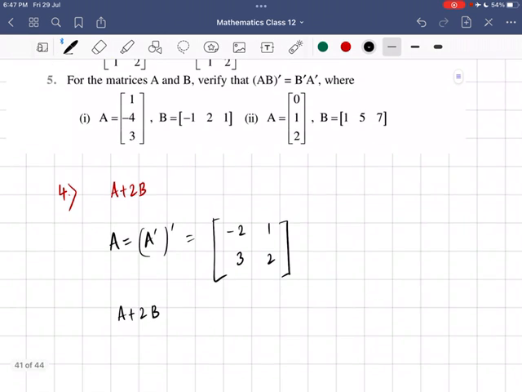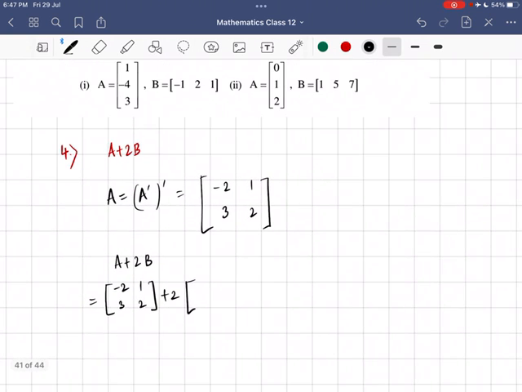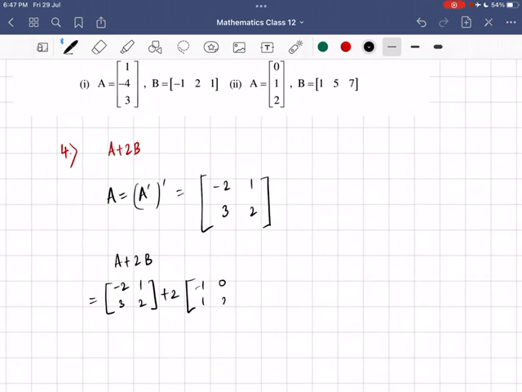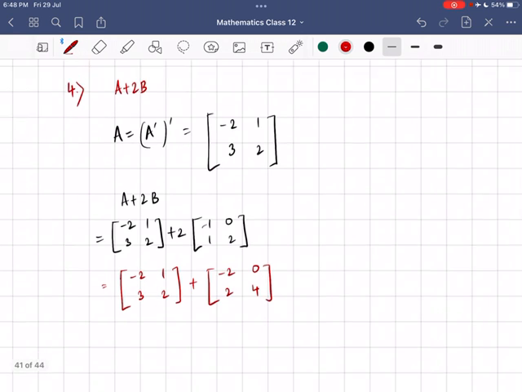So A is -2 1 3 2, sorry, plus 2, and B is equal to how much? -1 0 1 2. So that's my B. Now let's add them up and see what we get. So here we have -2 1 3 2, and if I multiply with 2, I get -2 0 2 4. Now add and see what we get.